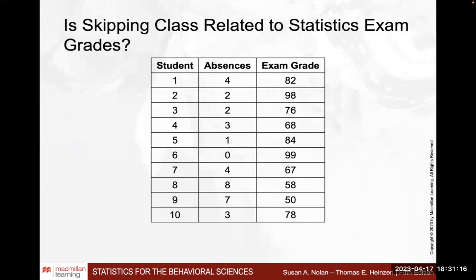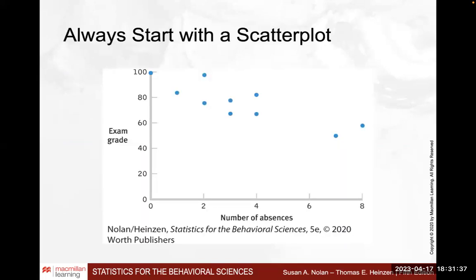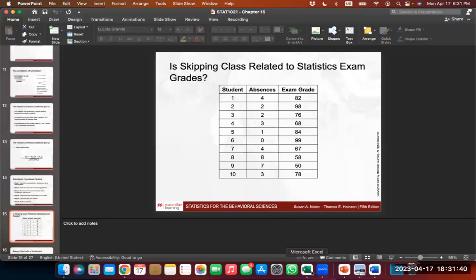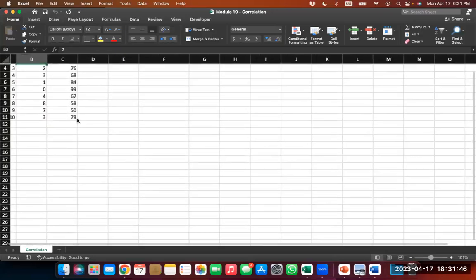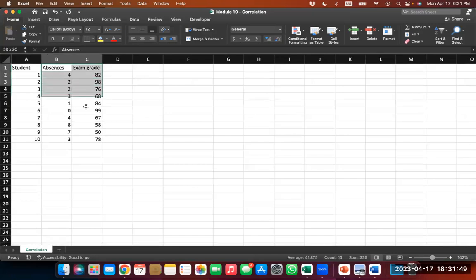So today's example: does skipping class relate to exam grades? We have data of 10 students. They have a varying number of absences from class, and they have a varying outcome on the exam. We will get this into Excel, and we have a spreadsheet that is on Canvas that allows the quantification of absences and exam grade. And we have exactly that data here in Excel.